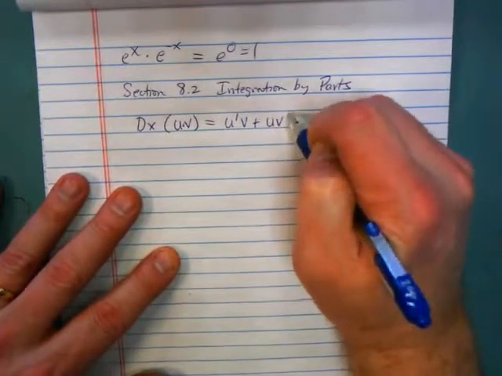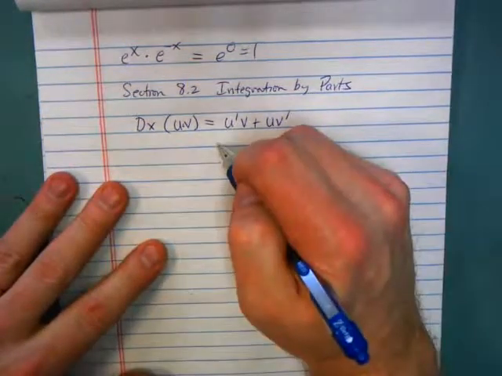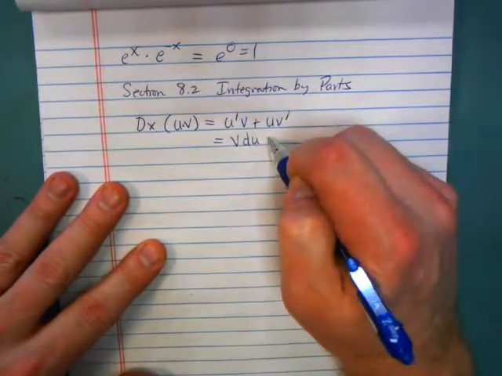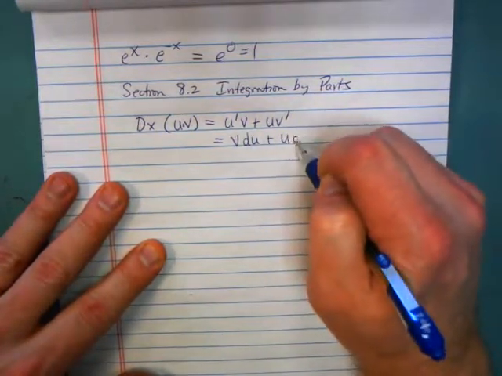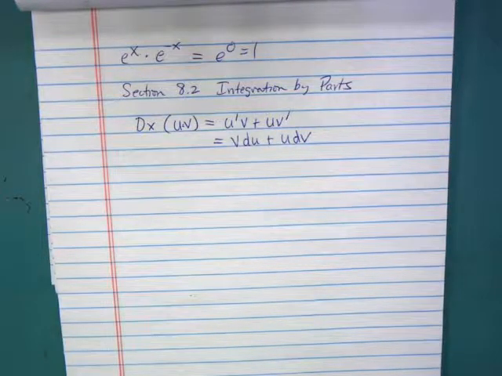I'm going to write it as UV prime. And actually, I'm going to write it this way. I'm going to write it as V du plus U dv. So I'm going to use that little d symbol for derivative.